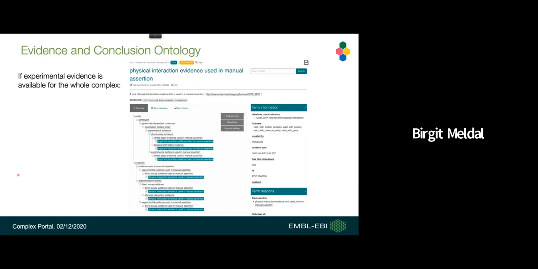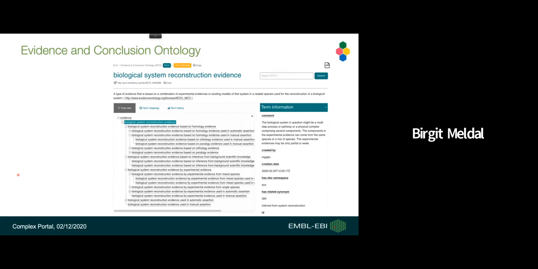We add information on the evidence on each complex using the evidence and conclusion ontology. If experiments are available in IntAct, IMEx partners, PDB, or EMDB, then we link directly to these experiments and we add the code for physical interaction evidence used in manual assertion. And at the top of the details page, which we will see shortly, there is a full reagent flask that indicates that there's evidence for the whole complex, protein molecular interaction evidence.